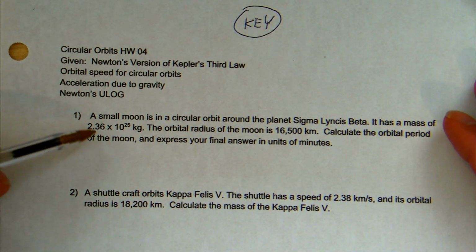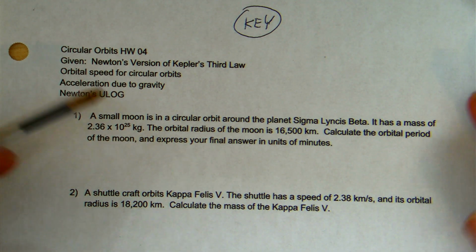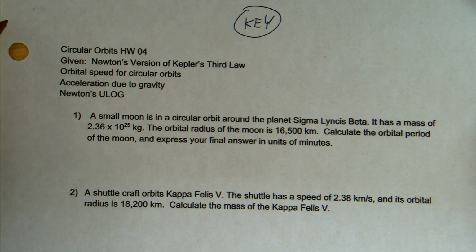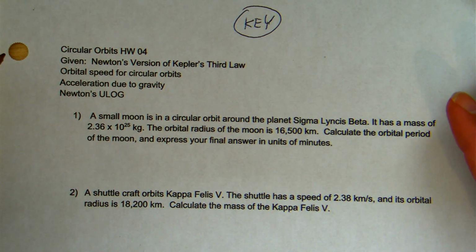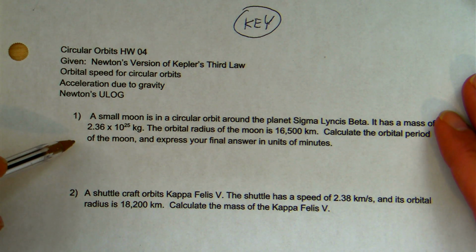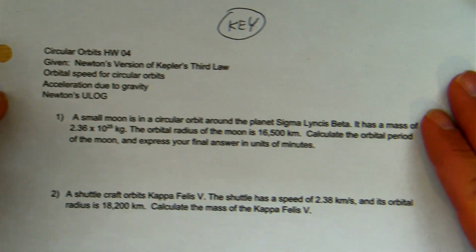Number 1: a small moon is in a circular orbit around the planet Cygnus Lenses Beta. It has a mass of 2.36 times 10 to the 25th power kilograms. The orbital radius of the moon is 16,500 kilometers. Calculate the orbital period of the moon and express your final answer in units of minutes.